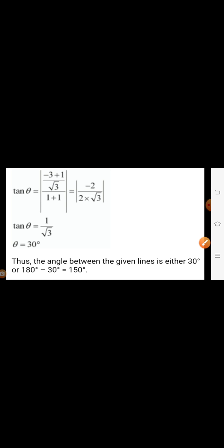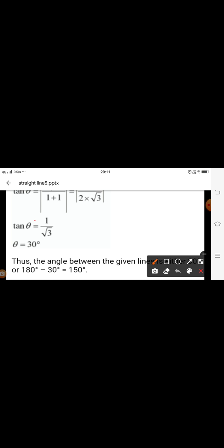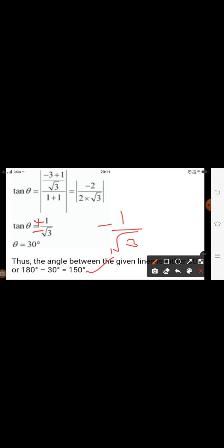either 30 degree or 150 degree, because we get the value as plus minus. If we get 1 upon root 3, it means the value is plus minus 1 upon root 3. If we consider plus 1 upon root 3, then we get the angle as 30 degree, and if we consider minus 1 upon root 3, then we get 150 degree.